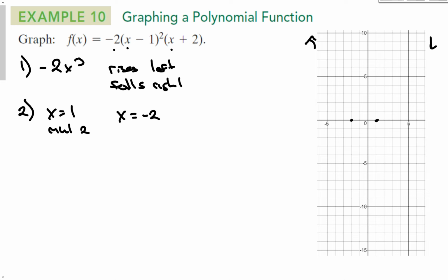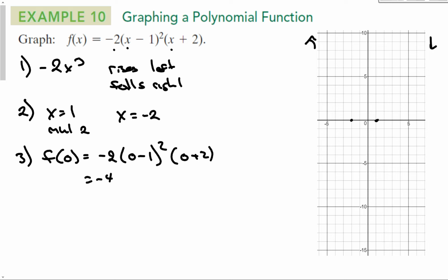Let's find the y-intercept by finding f of 0. Well, if I plug in 0, I will get -2 times 0 minus 1 squared times 0 plus 2. When I calculate this, I get -4. And there's my point.